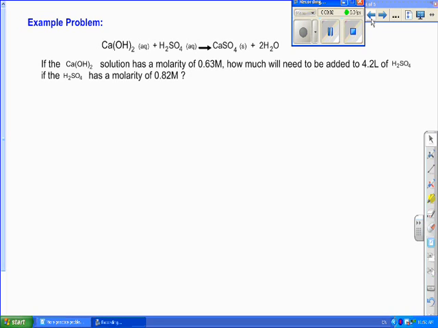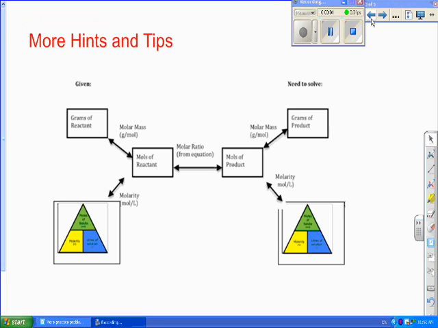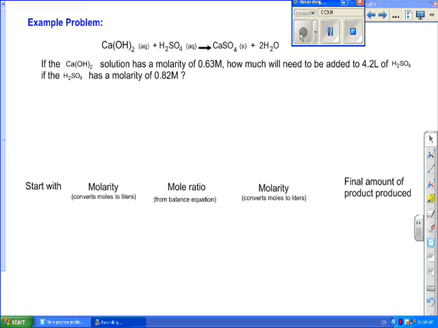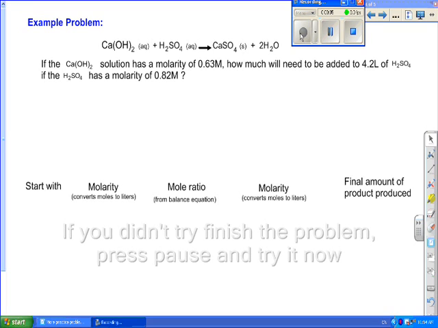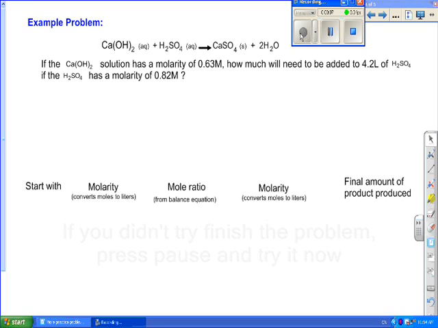My first tip is to look at this sheet. Think about what are you starting with and what are you ending with, and that'll help you figure out the order in which you're going to do this stoichiometry problem. See if you can figure it out now. I'm now going to go through the problem. I'm not really going to explain it. I'm just going to show you my work.